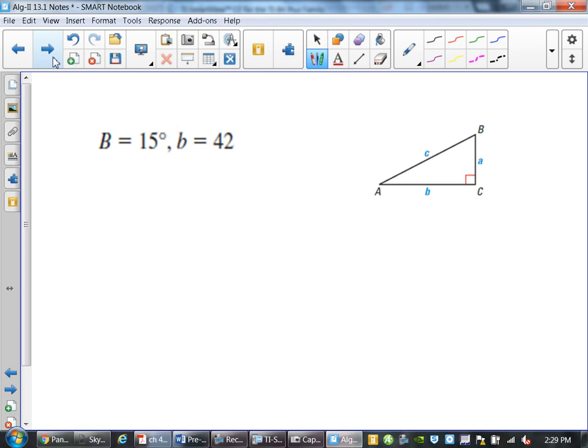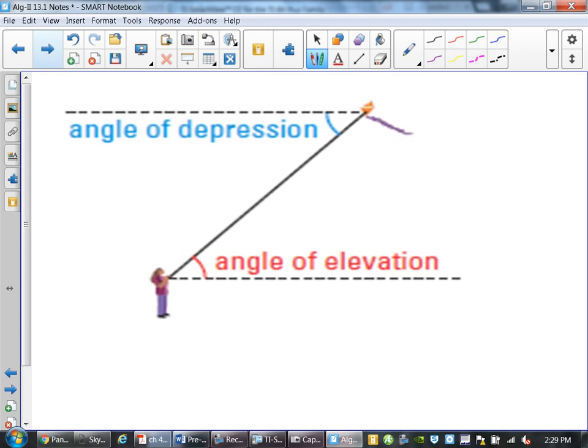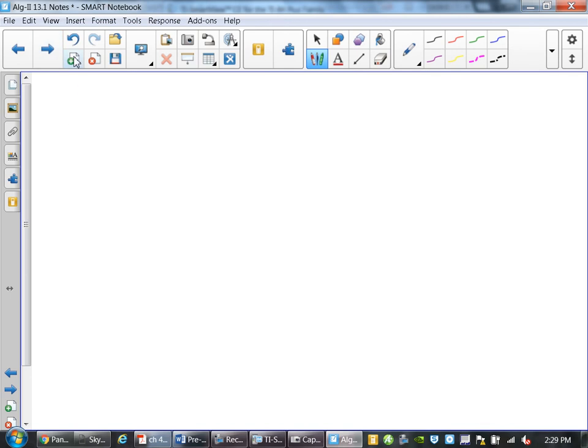Yeah, we did this one. Real quick because we're going to run out of time here. Do you remember angles of elevation versus angles of depression? The trig lab with clinometers, protractors, all that stuff.